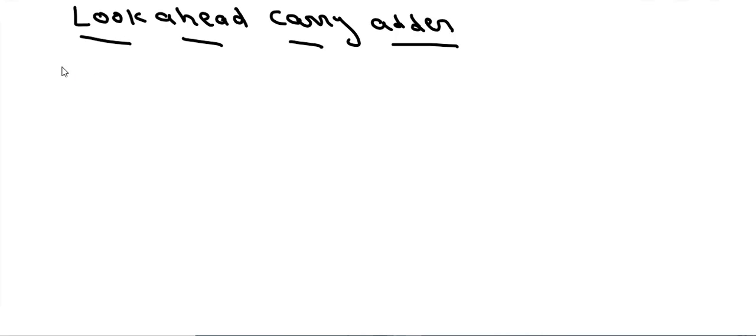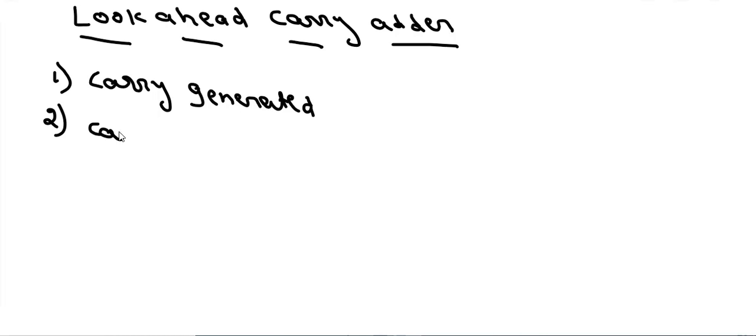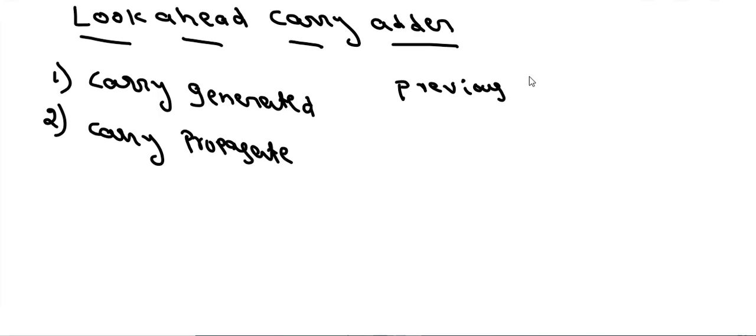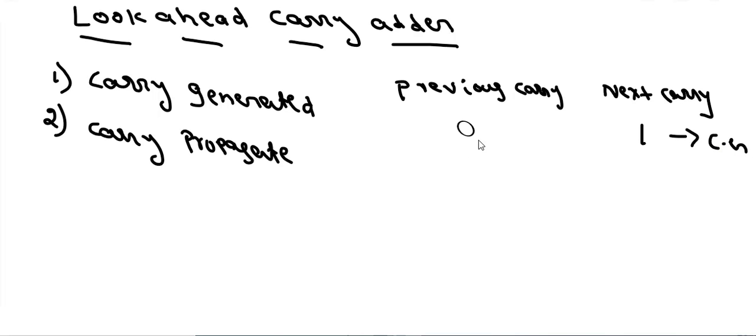It actually has two functions. One is how carry is generated, and the other is how carry is propagated. In the adder we have already discussed how carry is generated, through the carry truth table. To know about carry generated and carry propagated, we require the previous carry and how it affects the next carry. If the previous carry is 0 and the next carry becomes 1, then the carry is actually generated, because previously there is no carry present but next it is a generated carry.